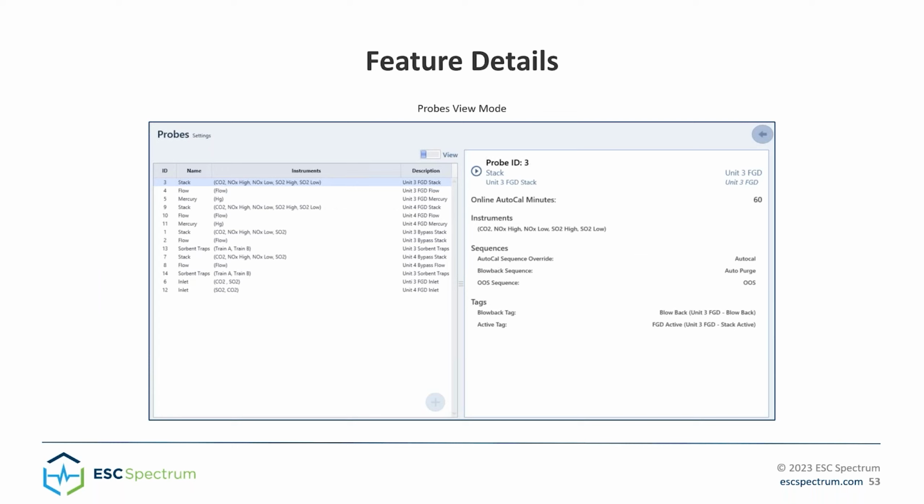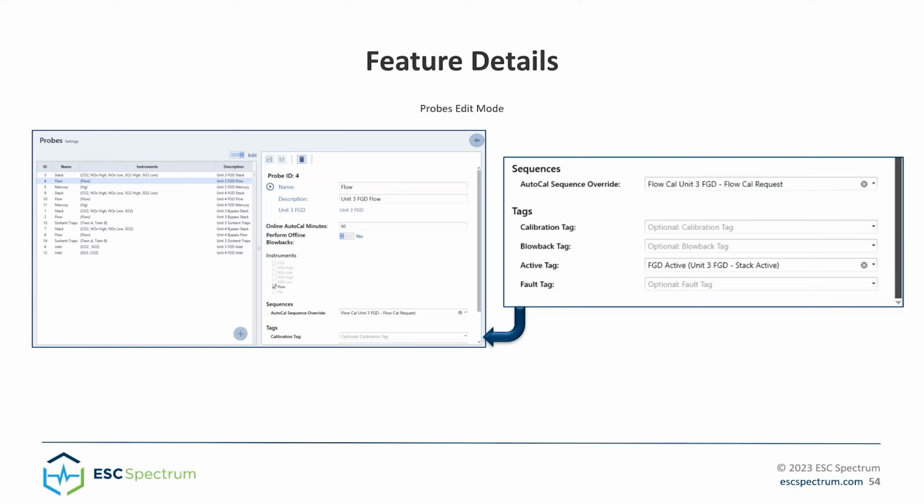And in a similar setup, we have your probes list on the left and then the details for your selected item on the right. And then, yeah, more options available if you're in edit mode.